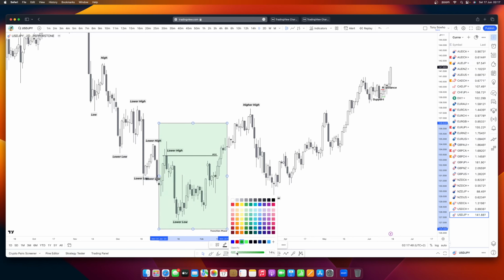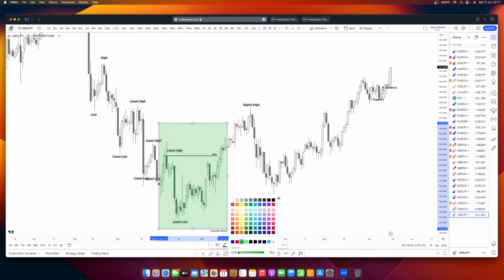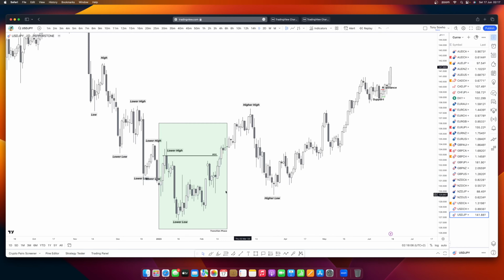You can just make this 30. Exactly. So this is a transition phase to the upside. You can see where we had a break of structure. Right. Let me make this 10. It's looking very transparent now. Exactly. So you see this lower low, lower high, lower low, where we had a break of structure.